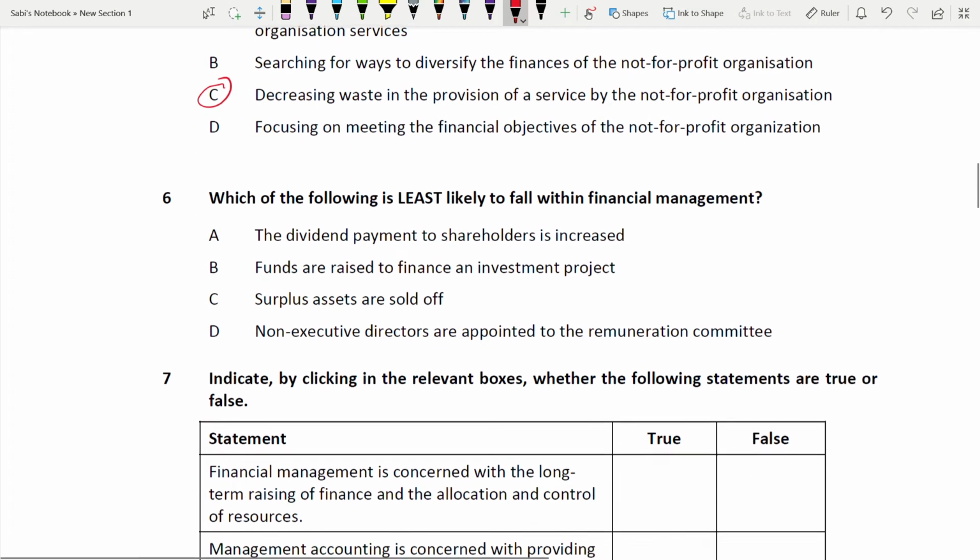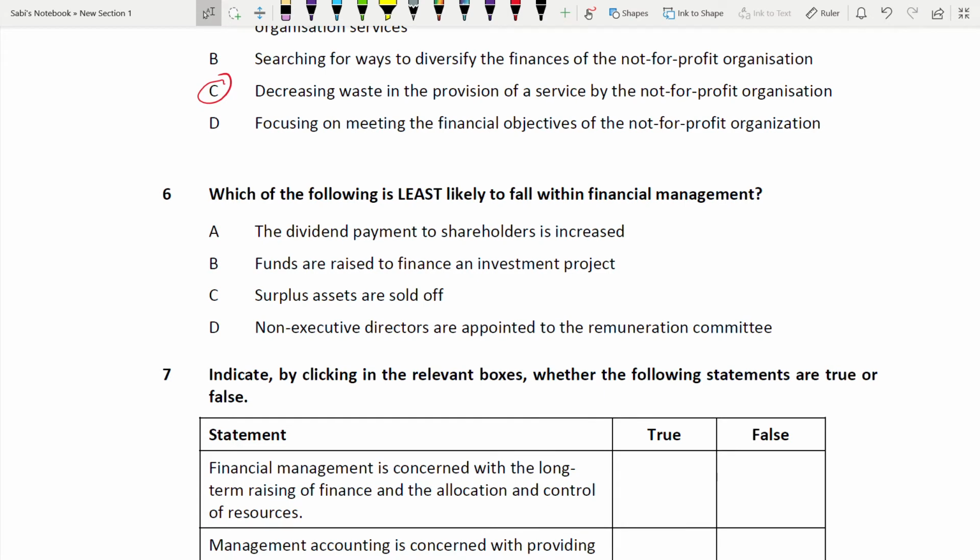Coming to 6. Which of the following is least likely to fall within financial management? Please understand the words least likely to fall. Sometimes most of the students go and pick the most likely. That should not be the case. Least likely means not very close to financial management. Something which is not so close with financial management. Okay. The dividend payment to shareholders increased.